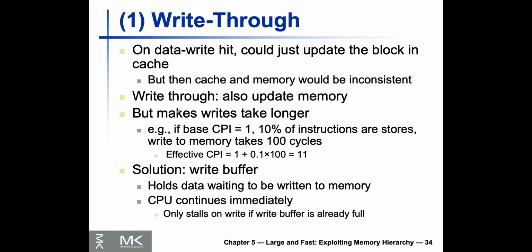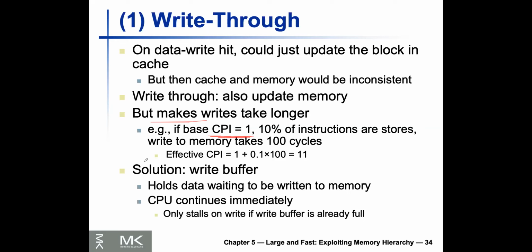All right. So, for instance, you can easily understand why it makes writes take longer, because you need to update them both at the same time, right? So if the base CPI is actually 1, and 10% of our 100% of instructions are stores, right?